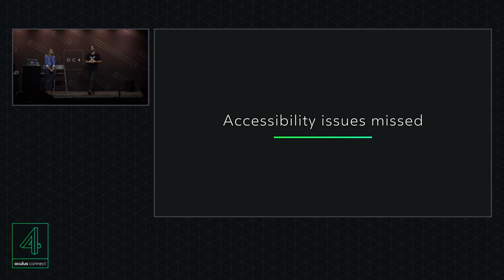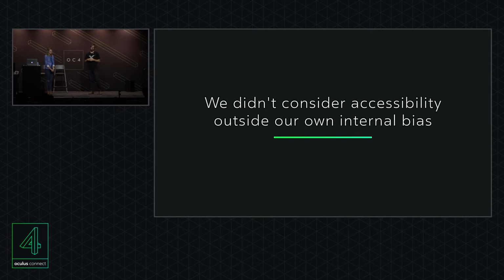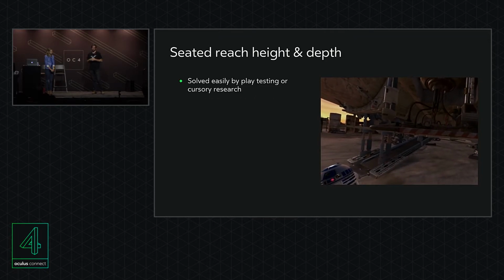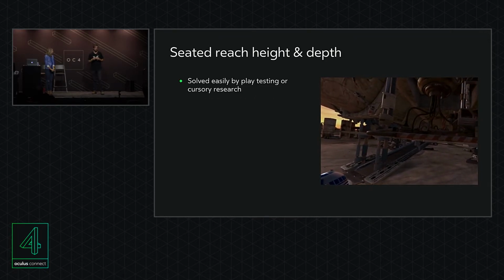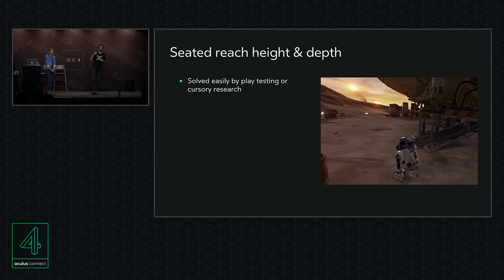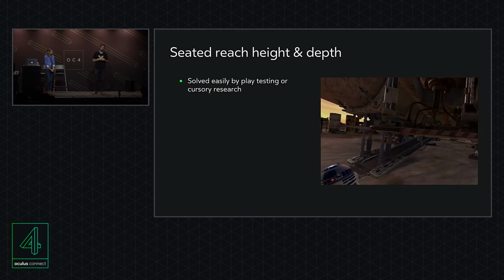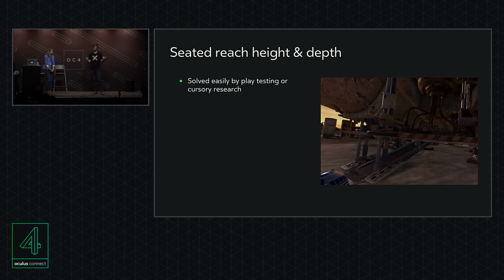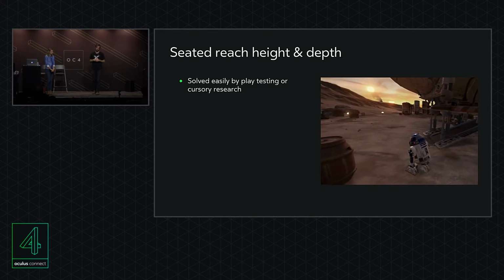So there were definitely some things that we missed, and just to put it bluntly, we didn't consider accessibility outside of our own internal biases as a development team. Most notably, we had a very cathartic experience when we had our first guest come through who was in a wheelchair. We suddenly realized all these accessibility issues that we'd missed, such as seated reach height and depth. As I spoke about earlier, there's that handle that you have to grab. We did not take into account or playtest what it would be like to grab that handle from a seated position in terms of comfort. That could have easily been solved by cursory research or playtesting.